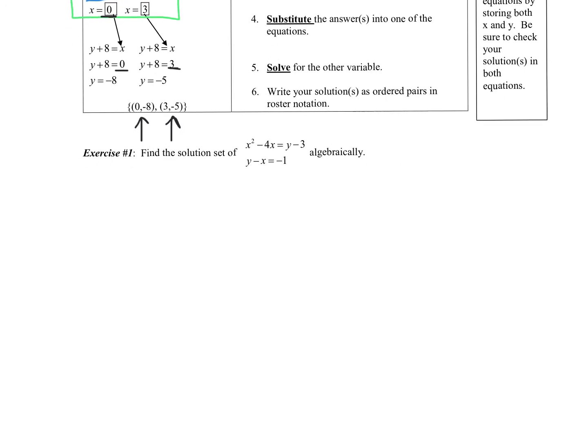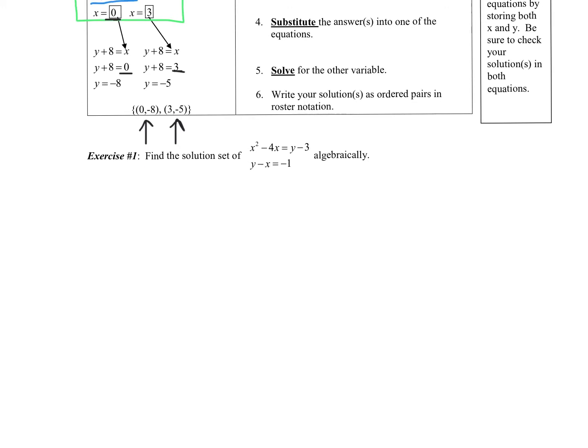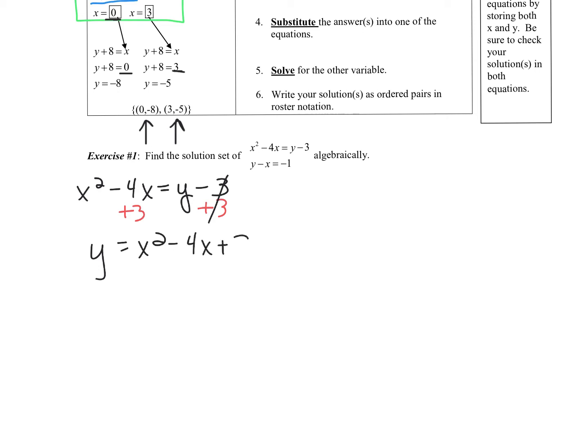Moving down the page, we're going to try another system. Neither of my equations is solved for y, so I'm going to solve both of them. I'll write the quadratic one right here: x squared minus 4x equals y minus 3. The easiest way to get y by itself is to add 3 to both sides, and I get y equals x squared minus 4x plus 3.